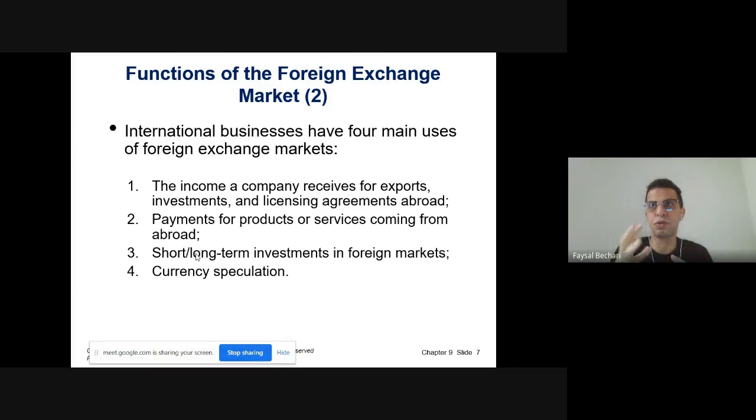So if you are making an investment in a foreign market, you probably want to see how fast the currency of that country is fluctuating, going up or down. That makes a big effect. Usually currencies go down easily, but it takes time and they go up slowly. And the fourth is currency speculation: you want to make a profit from money exchange.